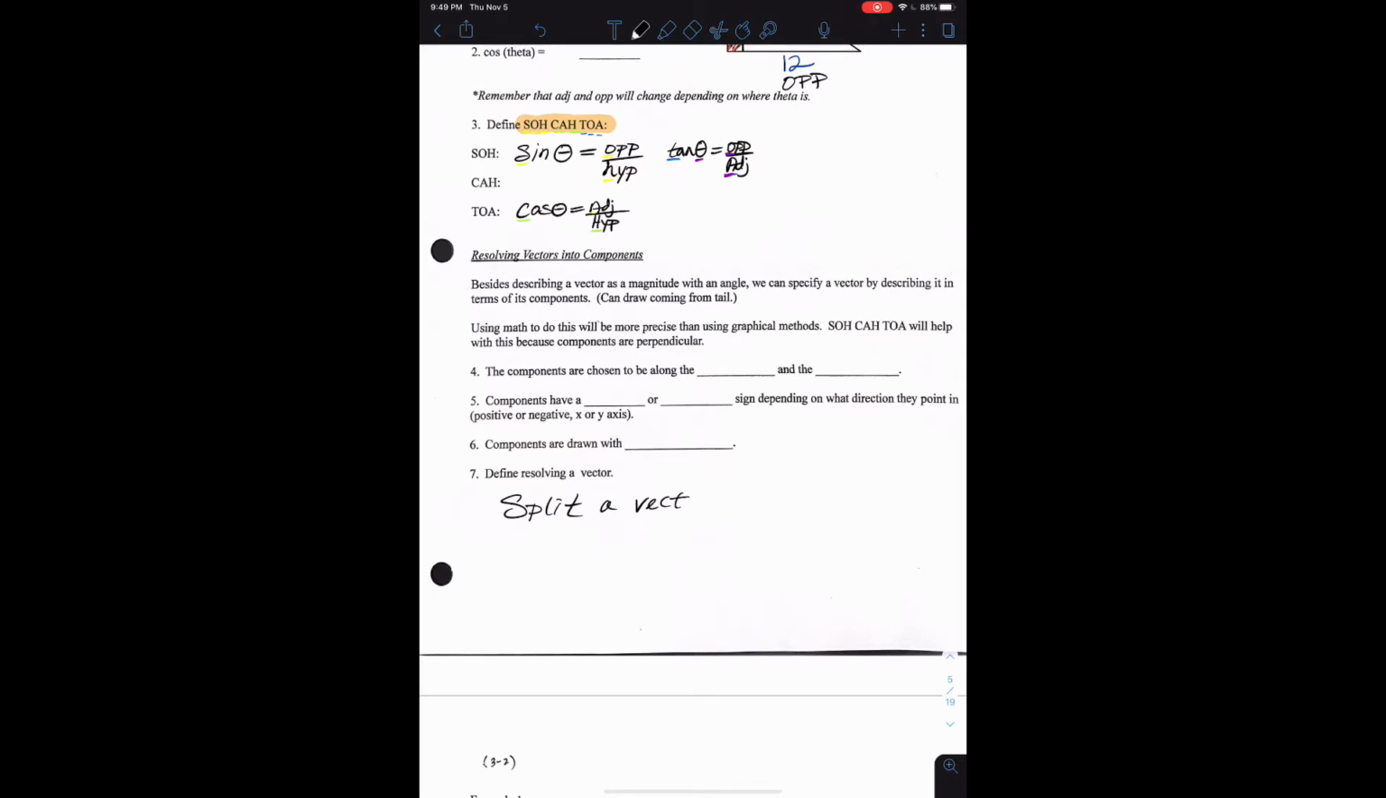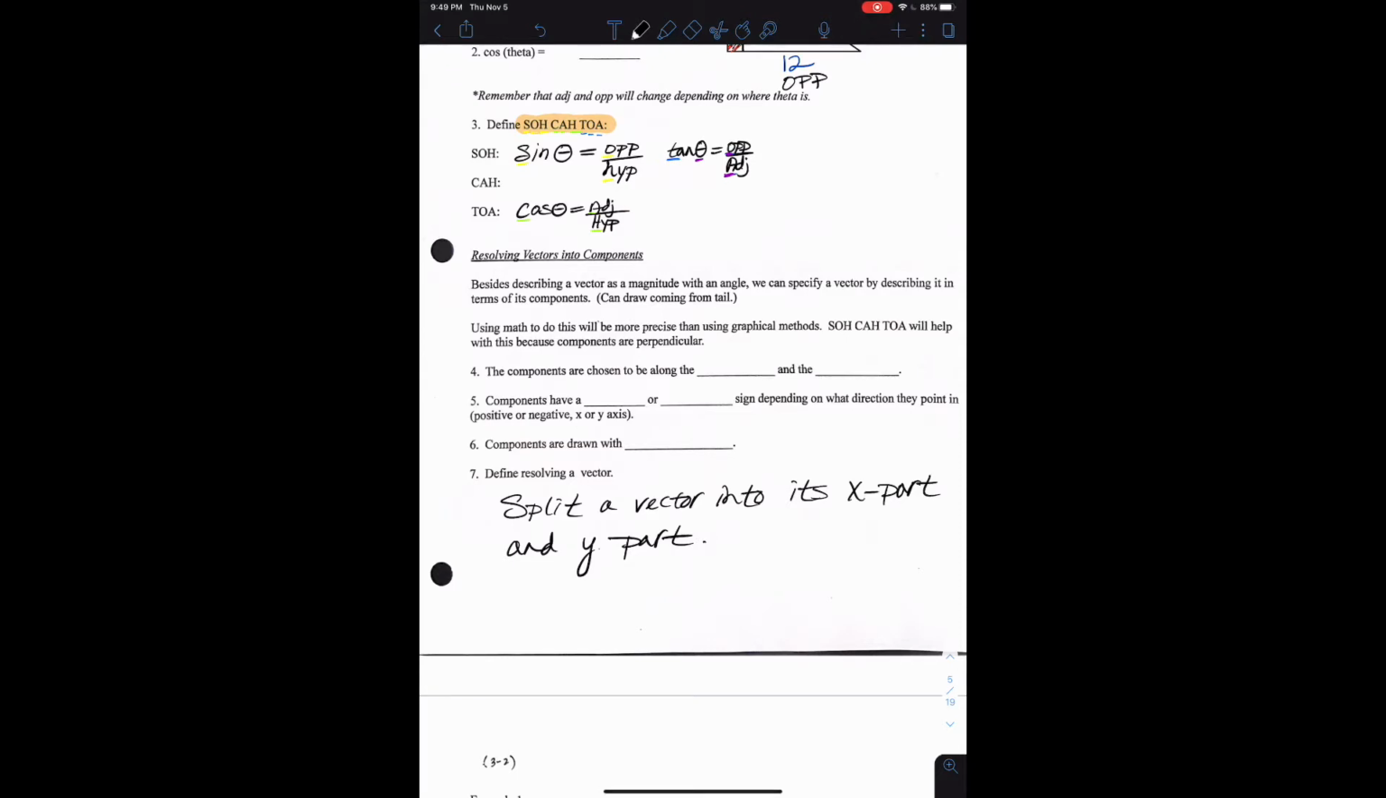a vector into its x part and its y part. Instead of using the word part, we say component, right? Its x component and its y component.